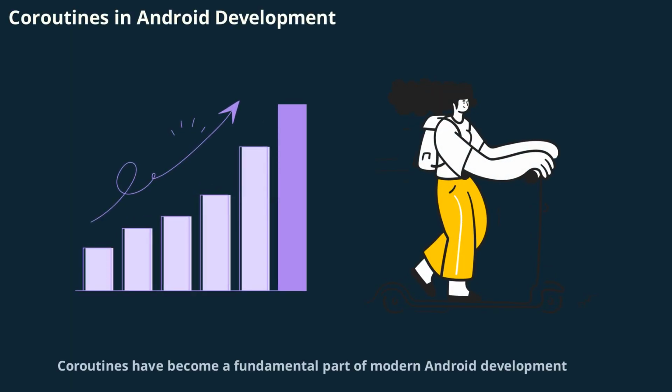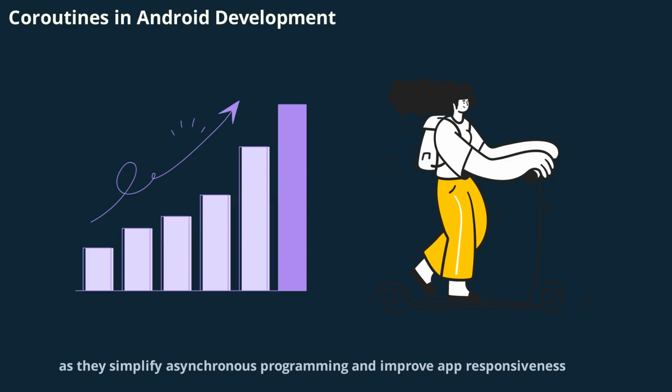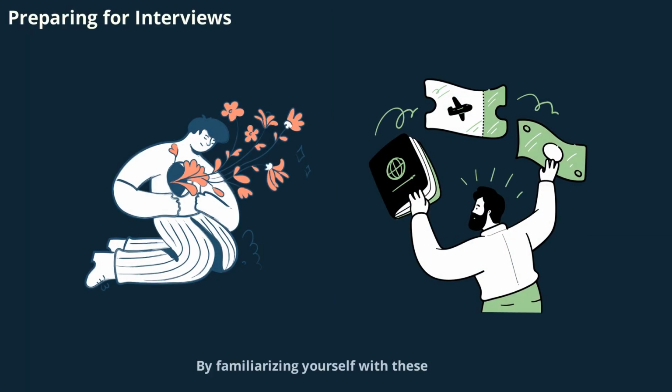Coroutines have become a fundamental part of modern Android development. Understanding coroutines is crucial for Kotlin Android developers, as they simplify asynchronous programming and improve app responsiveness. Mastering coroutines will help you build robust, efficient, and scalable Android applications. By familiarizing yourself with these coroutine interview questions and their answers, you'll be well prepared to showcase your knowledge and proficiency in coroutines during interviews. Keep practicing and exploring coroutines to become a confident and skilled Kotlin Android developer.